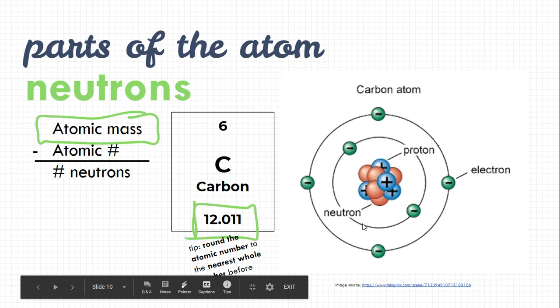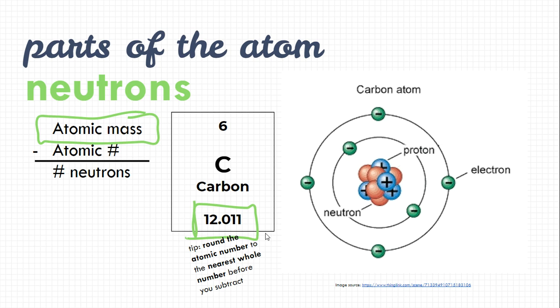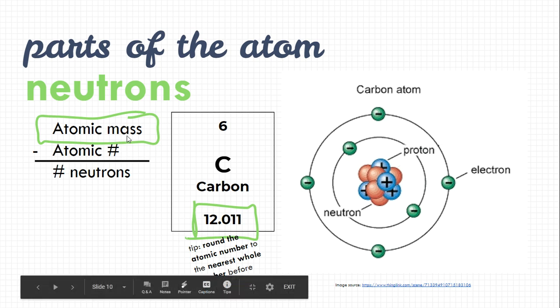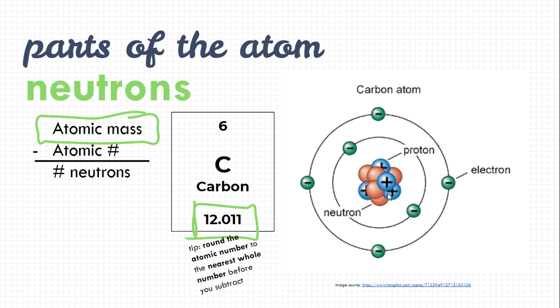For neutrons, what we do is we take the atomic mass and we round it to the nearest whole number. So this would round to 12, and we subtract the atomic number, and we get the number of neutrons that are also in the nucleus of the atom. So for here, we'll round 12.011 to 12. That's the nearest whole number. 12 minus 6, which is our atomic number, gives us 6 neutrons. Sometimes the number of neutrons is going to be the same as the number of protons, but that's not always the case. So that's why it's important to do the math here. It's very simple. It's subtraction, and that's it.